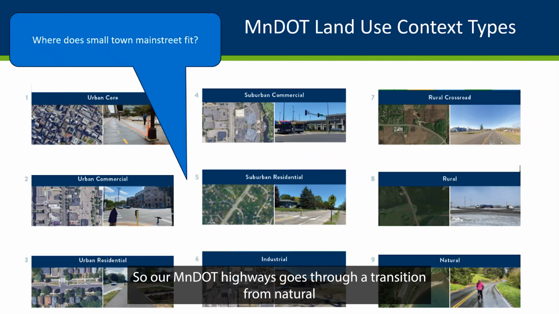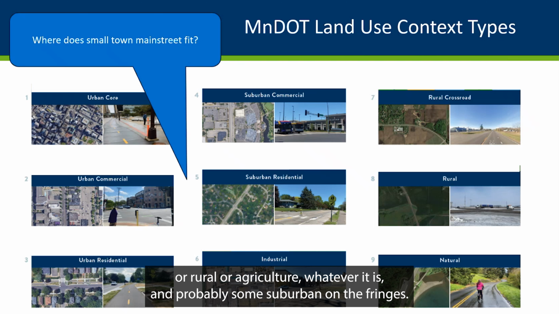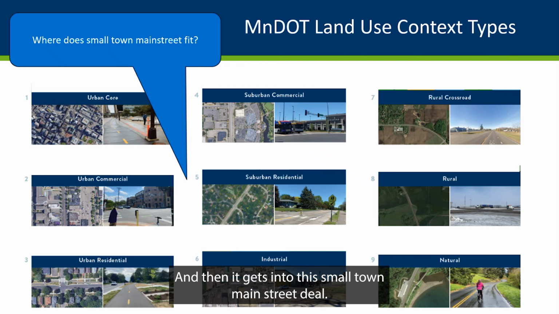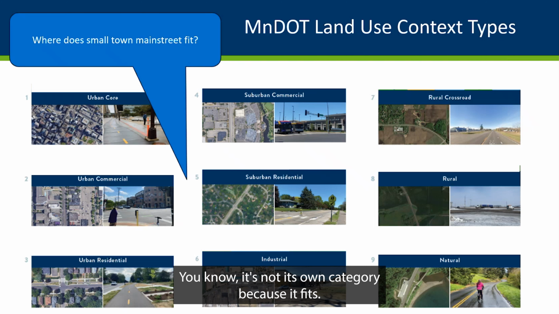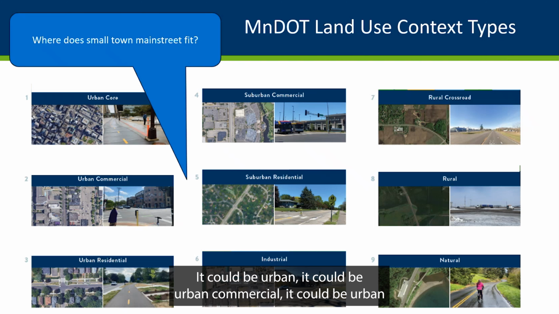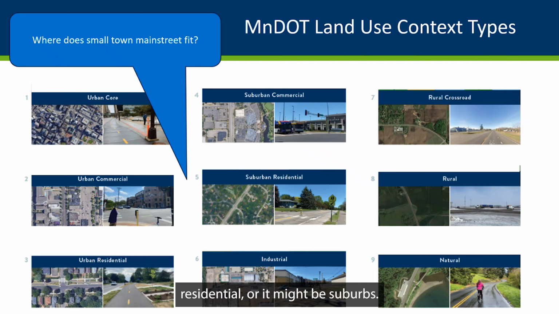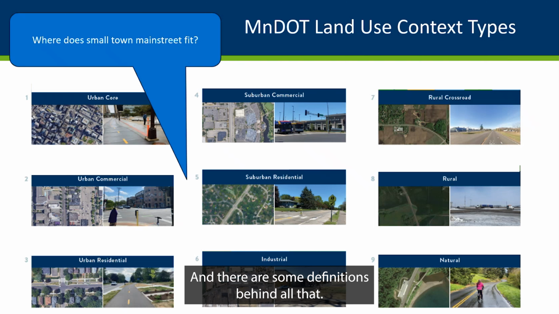So our MnDOT highway goes through a transition from natural or rural or agriculture, whatever it is, into probably some suburban on the fringes, and then it gets into this small town main street. And that is captured. It's not its own category because it fits. We have to do the work. It could be urban, it could be urban commercial, it could be urban residential, or it might be suburban. And there are some definitions behind all that.